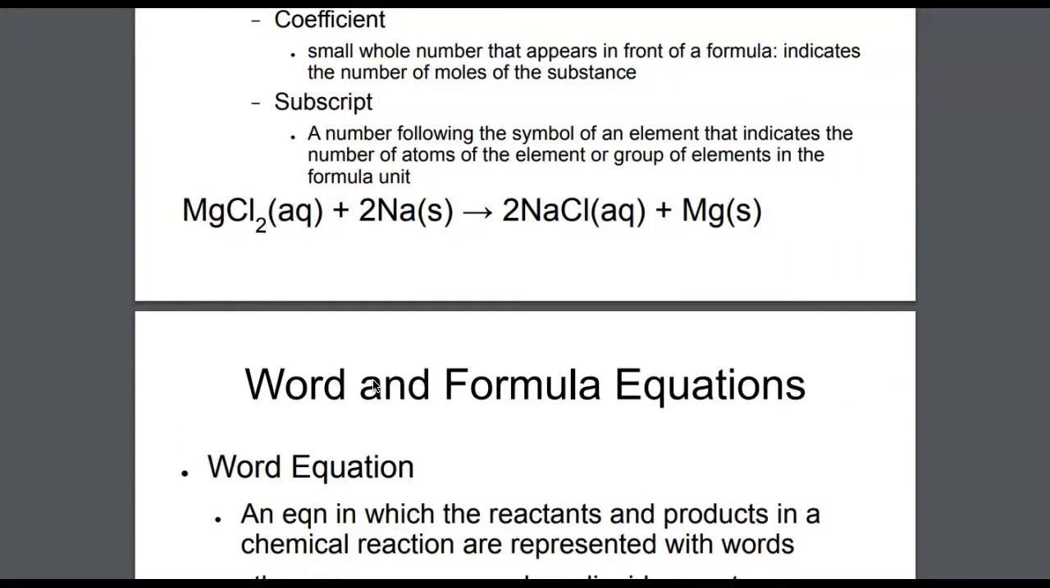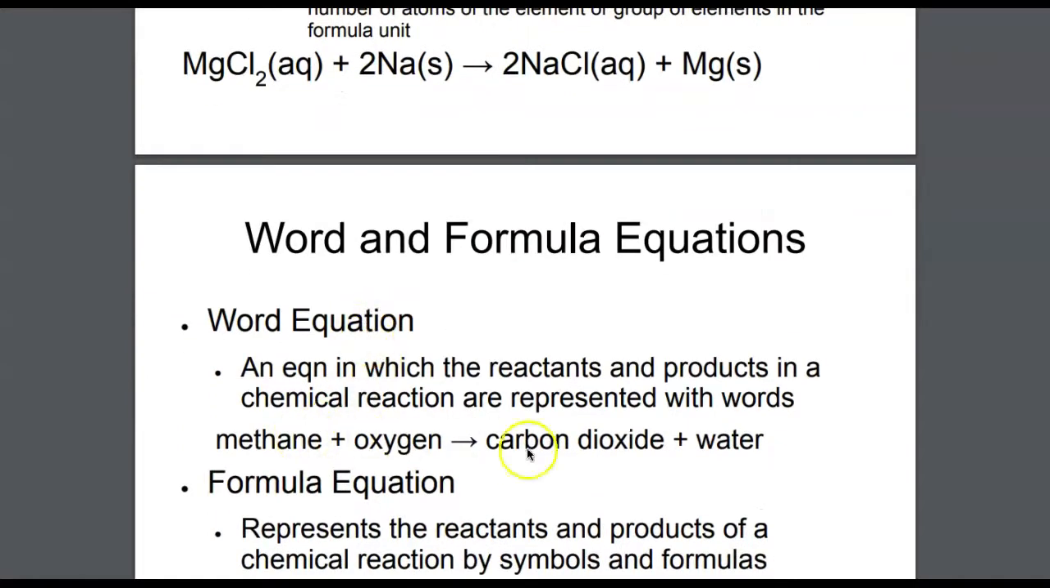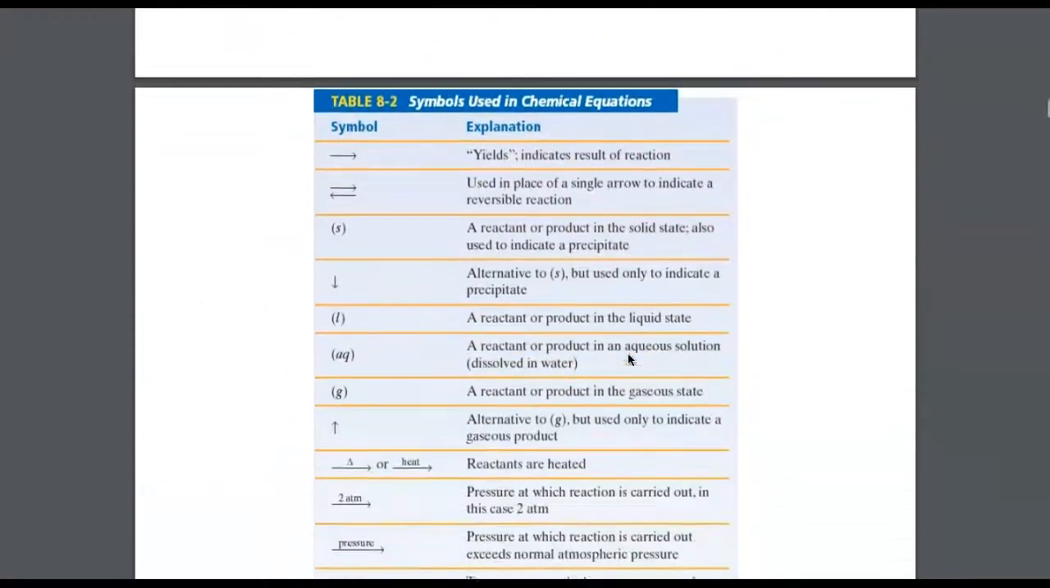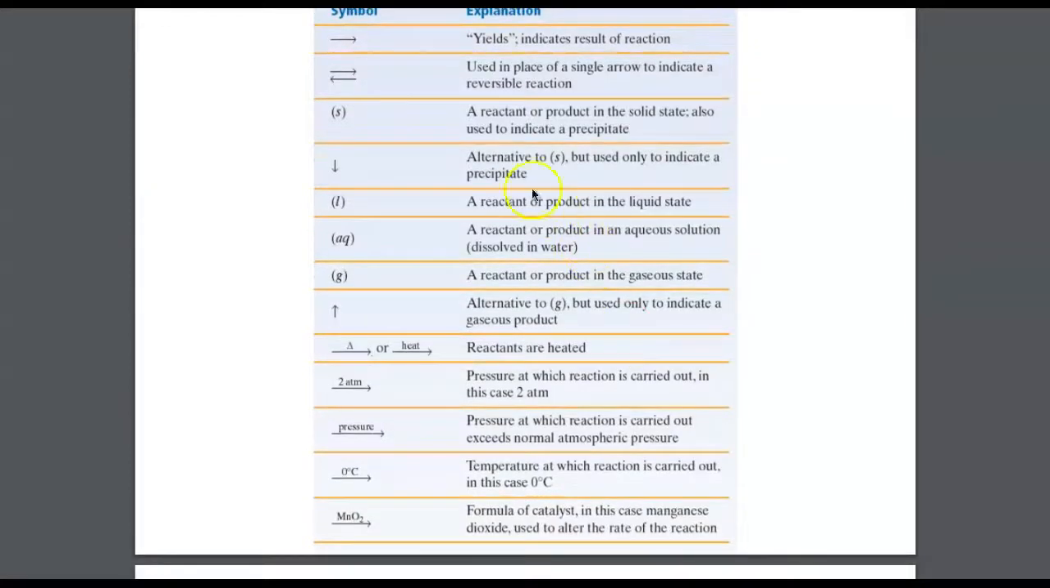Different types of equations. We've got a word equation that uses words. We have the formula equation that uses formulas. And then there are some symbols that are going to be used within chemical equations as well. Get comfortable with these symbols. Definitely the reaction arrow, the different states: solid, liquid, aqueous for dissolved in water, and the gaseous phase as well.